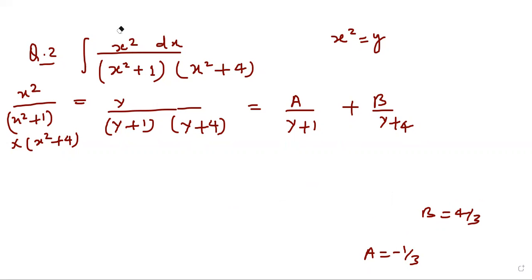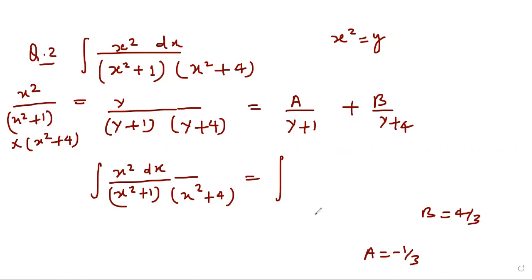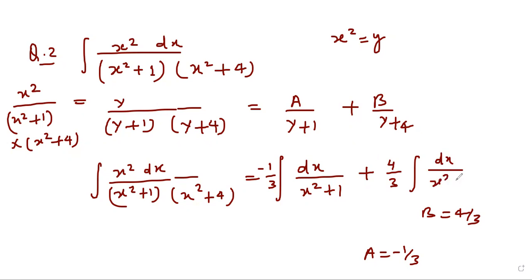So we can write integration x square dx divided by (x square plus 1) times (x square plus 4) equals, the value of a is minus 1 by 3, so minus 1 by 3 integration dx divided by x square plus 1, and then the value of b is 4 by 3, integration dx divided by x square plus 4, where y equals x square.